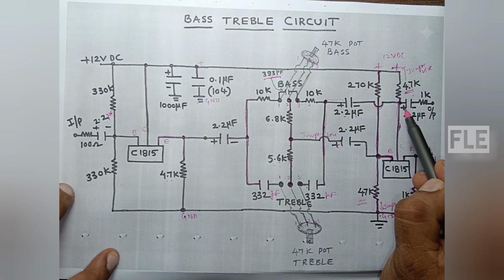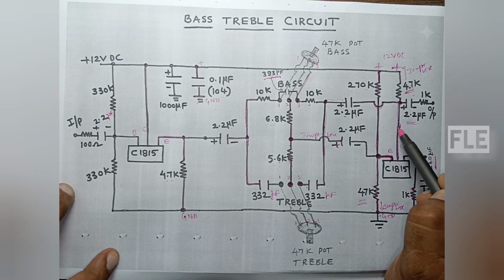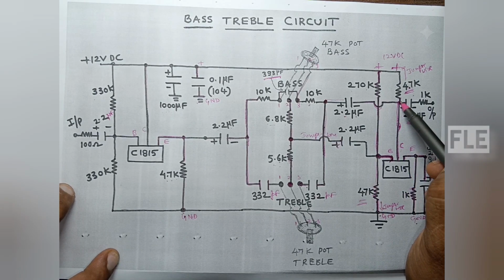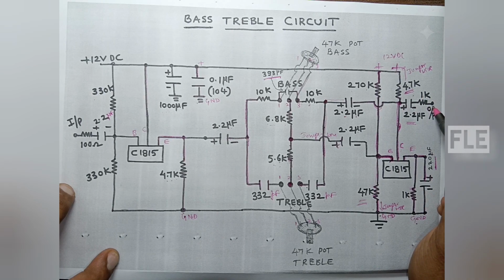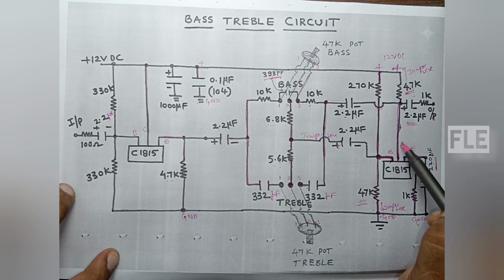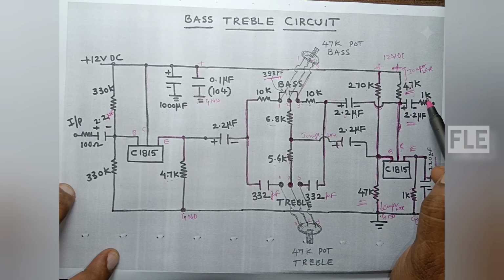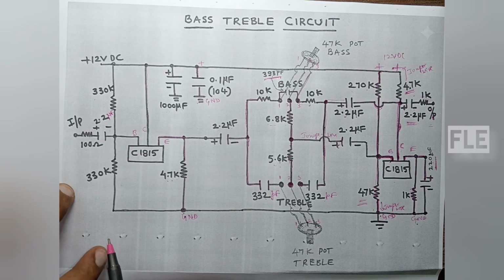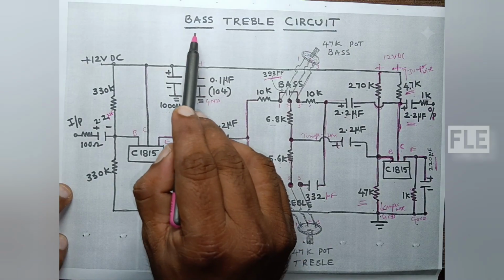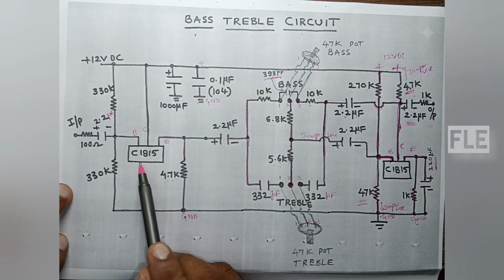The positive terminal of a 2.2 microfarad capacitor is connected to the collector terminal, and the negative terminal of the 2.2 microfarad capacitor is connected to a 1K resistor. The audio output is taken from the 1K resistor.